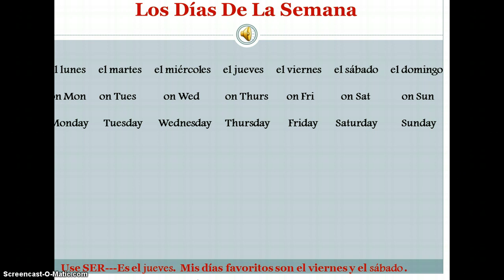Once again, when you put this into a sentence, you're going to use the verb ser. Es el jueves means it is Thursday. Now note, I always use the el jueves. So this is one of the things, kind of like the cardinal directions where you always said el norte, el sur. You always have el, even if we don't translate that into English. And mis días favoritos son el viernes y el sábado. My favorite days are Friday and Saturday.